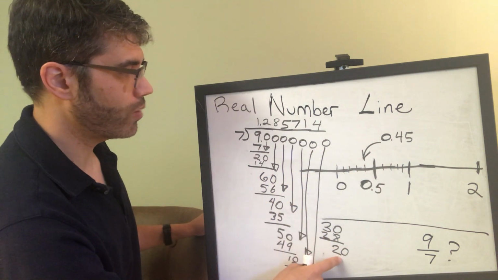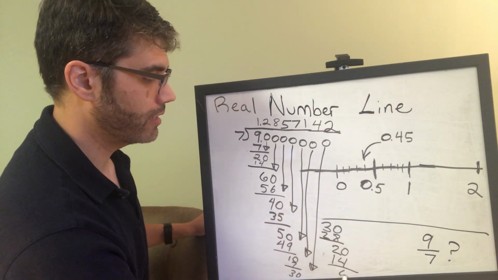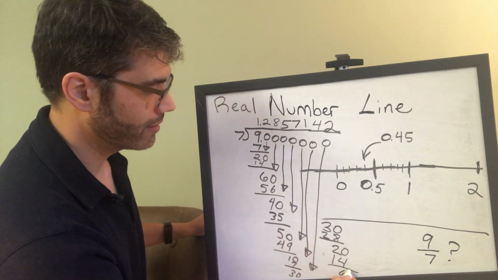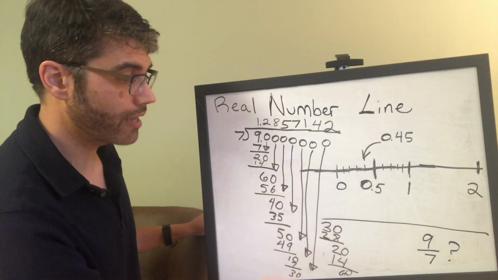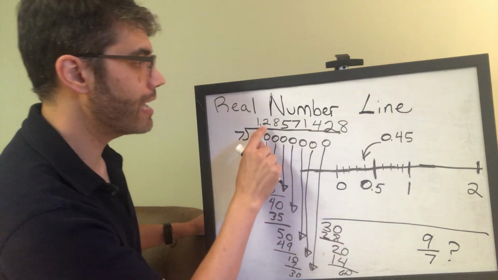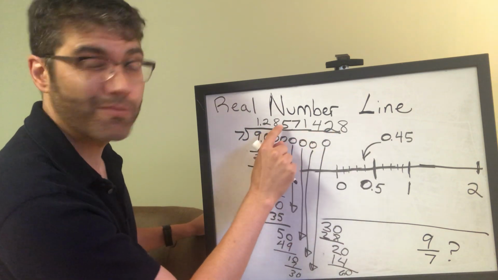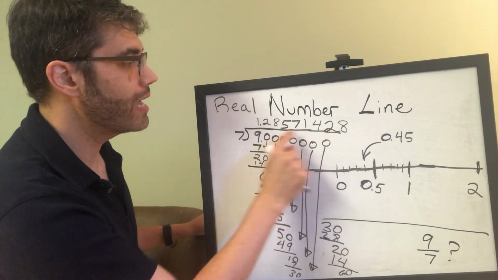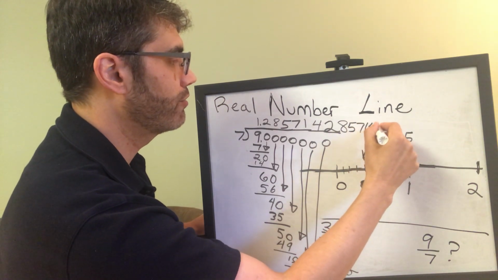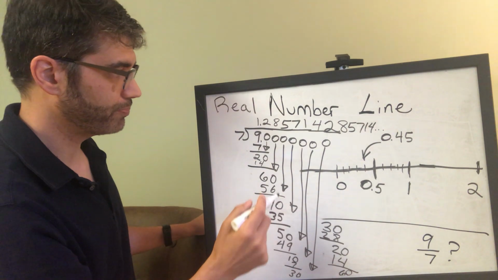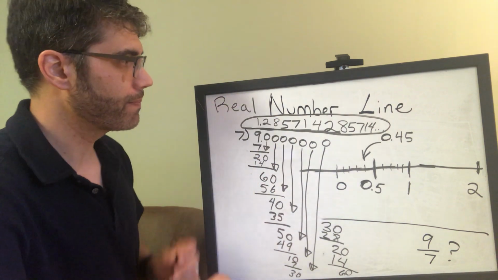7 goes into 20 twice. 2 times 7 is 14. 6. It's starting to repeat. 7 goes into 60, let's see, 6, 7, 8 times. Do you see that it's starting to repeat? 1.28571428. It's probably a safe bet now. 285714, 285714, and it just goes on forever like that in that pattern. Okay? So it's kind of a difficult decimal to come up with, but we came up with it.